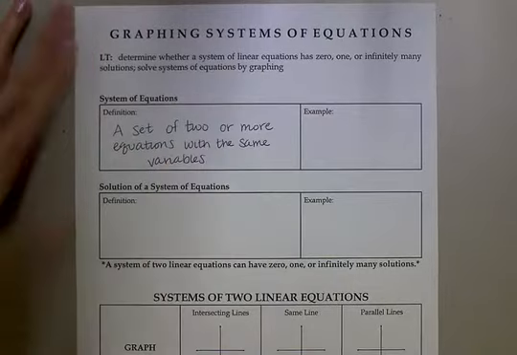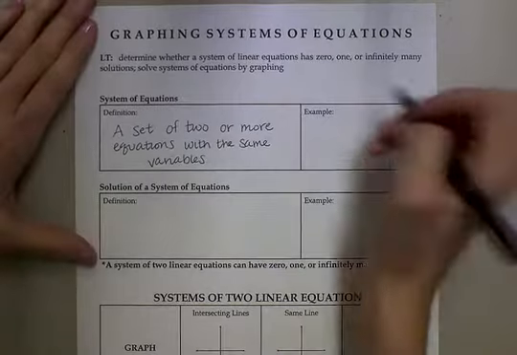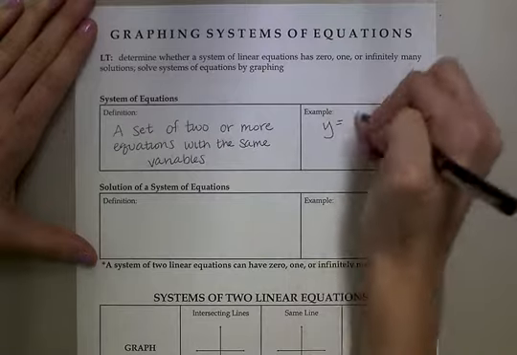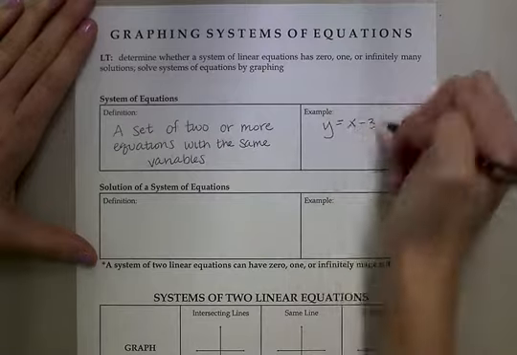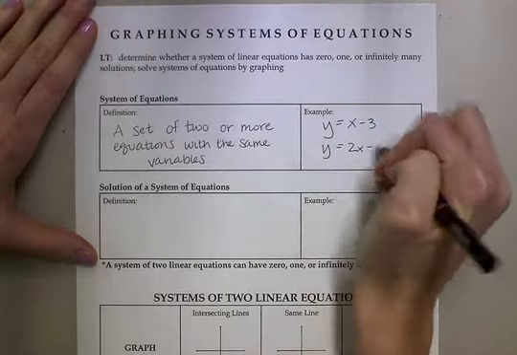Now, a system can have quite a few equations, though in this chapter we're just going to be looking at two linear equations at a time. So for example, the types of systems that you'll see might look like this. Here's our first equation, y equals x minus 3. And our second equation could be something like y equals 2x minus 5.